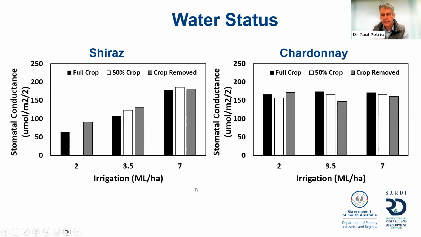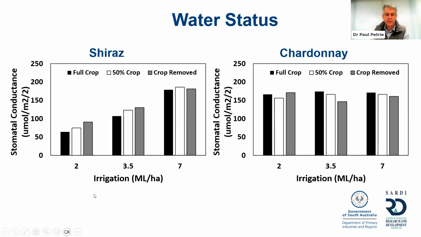If we look at stomatal conductance, this is another measure of the water status of the grapevines. The stomata are the pores underneath the leaves. They regulate photosynthesis, so carbon dioxide in, oxygen out, and they also regulate the loss of water, or the transpiration of water, from the leaves. So the stomatal conductance for the Shiraz that received less water was around 60, 65 for the full crop, so that means less stomatal conductance. The stomata are more closed, so those vines are more stressed compared to the crop removal treatment there.